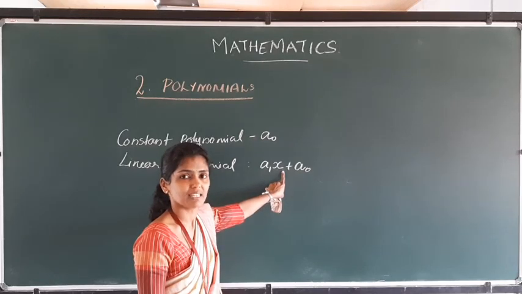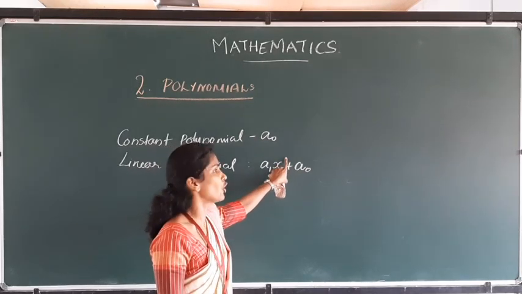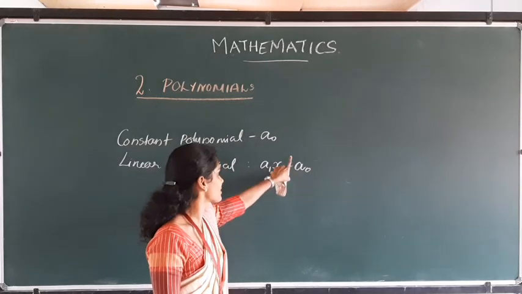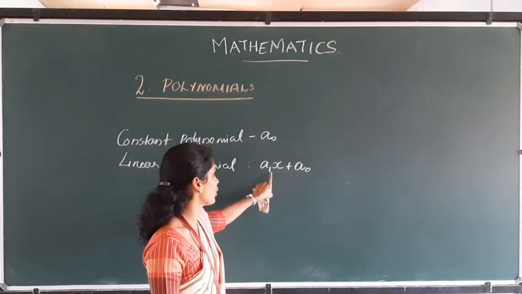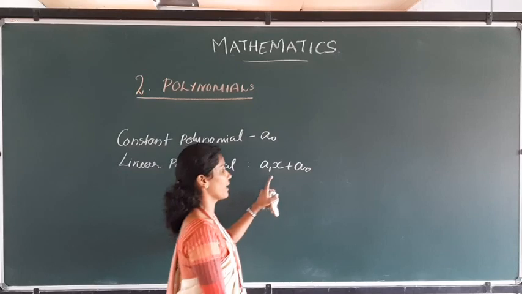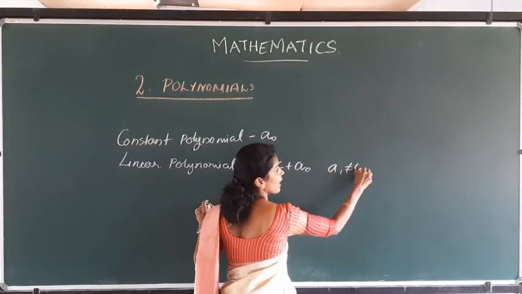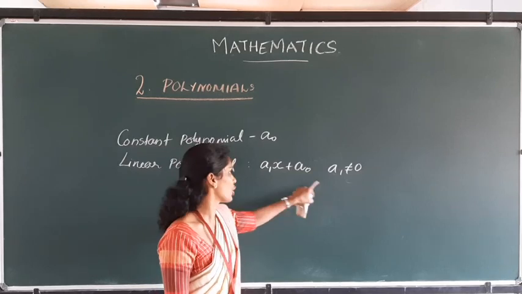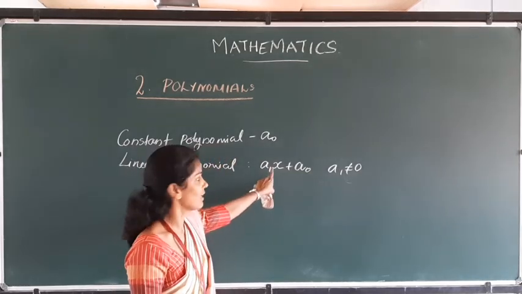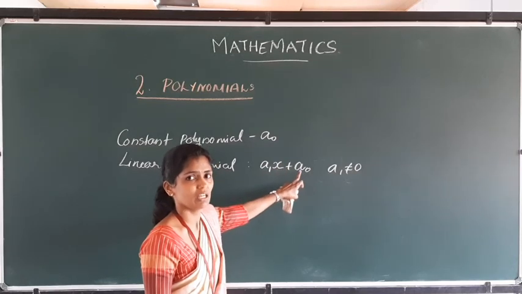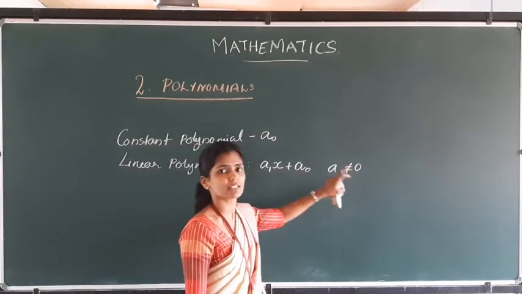Here the variable is x. Power of x is 1. This is the highest power in this polynomial. So, this is a degree 1 polynomial. This is a linear polynomial. One more condition is here, that is a1 not equal to 0. If a1 is 0, what happens here? This term becomes 0. Then this becomes a constant polynomial. So, you write a1 not equal to 0.